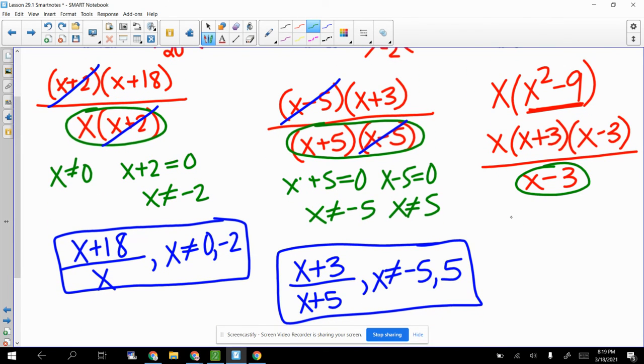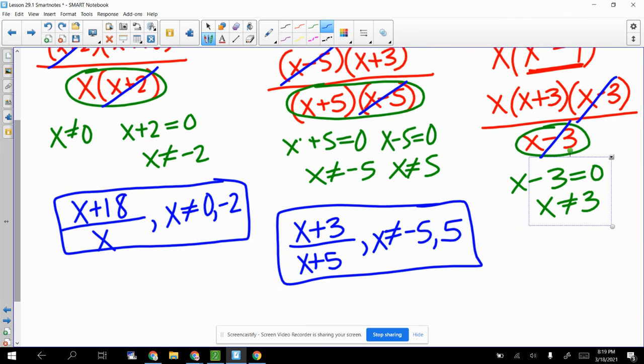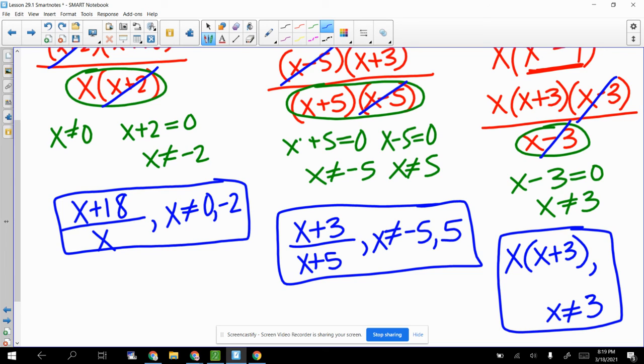Okay. But we are going to take that and set it equal to 0 for our restrictions. So now we know x cannot equal 3. And then we're going to cross out anything that's the same on top and bottom. So we would just be left with a numerator, no denominator. So technically you could do like over 1, but we really don't even need to do that. So let's go ahead and just say x times x plus 3 is your final answer. And then x cannot equal 3. And that would be your final answer.